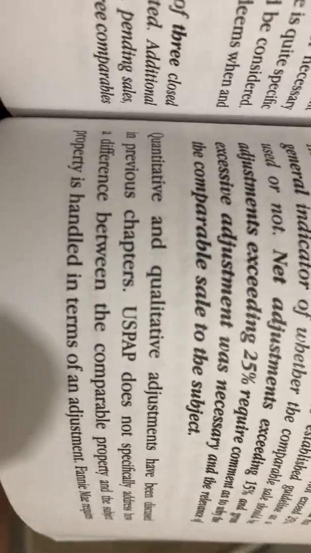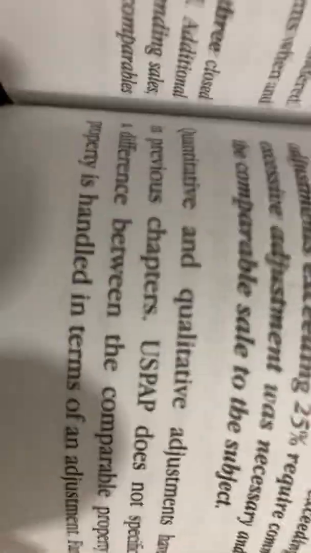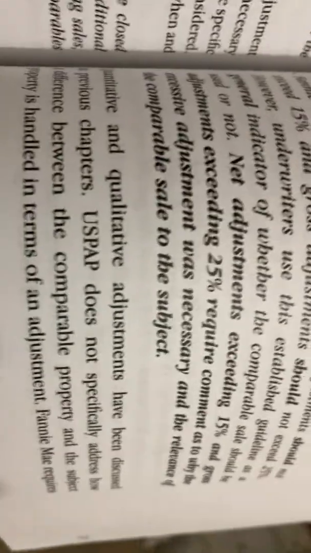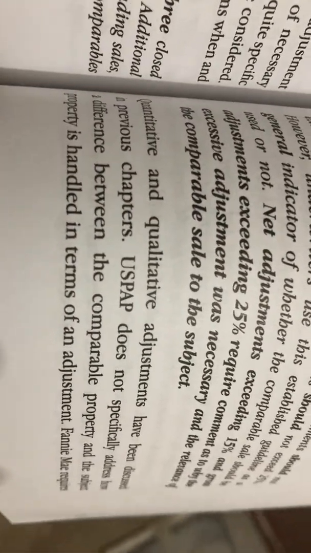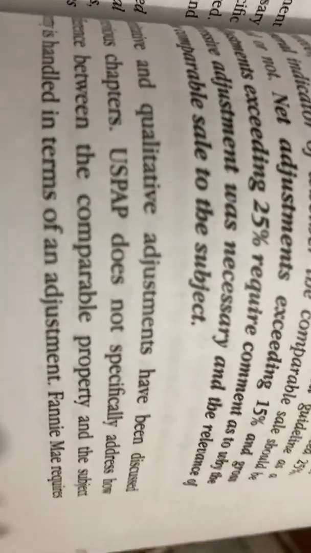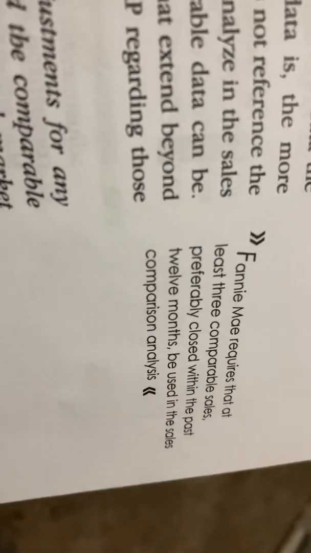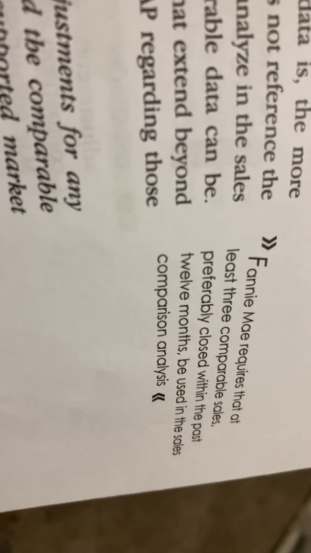Quantitative and qualitative adjustments have been discussed in previous chapters. USPAP does not specifically address how a difference between the comparable property and the subject property is handled in terms of an adjustment. Fannie Mae requires that at least 3 comparable sales, preferably closed within the past 12 months, be used in the sales comparison analysis.